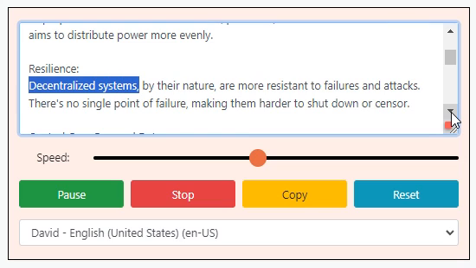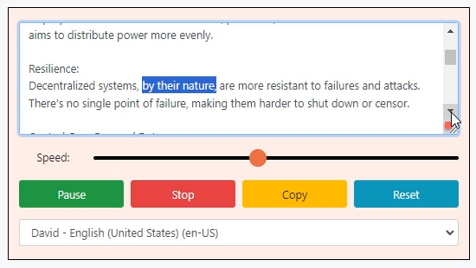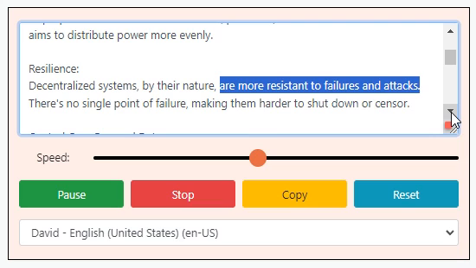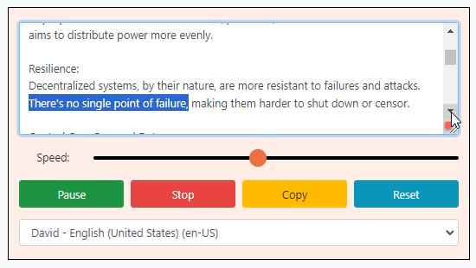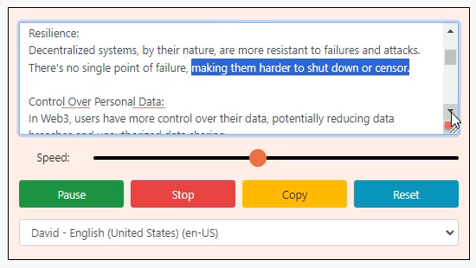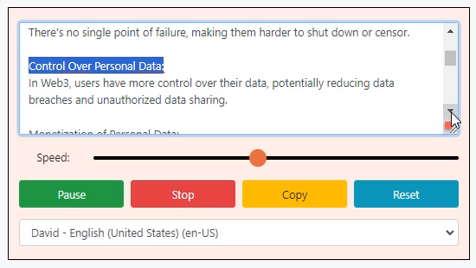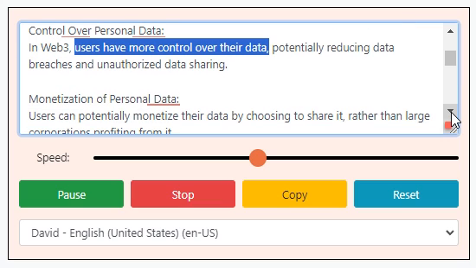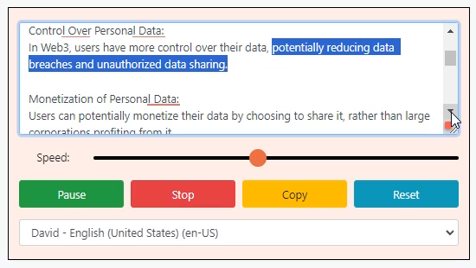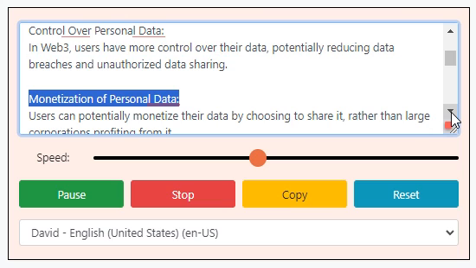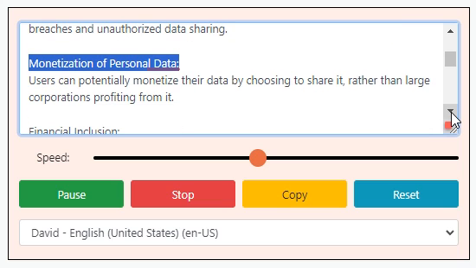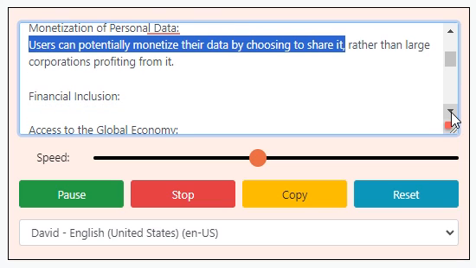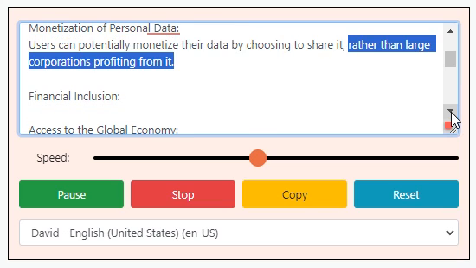Resilience. Decentralized systems, by their nature, are more resistant to failures and attacks. There's no single point of failure, making them harder to shut down or censor. Control over personal data. In Web3, users have more control over their data, potentially reducing data breaches and unauthorized data sharing. Monetization of personal data. Users can potentially monetize their data by choosing to share it, rather than large corporations profiting from it.